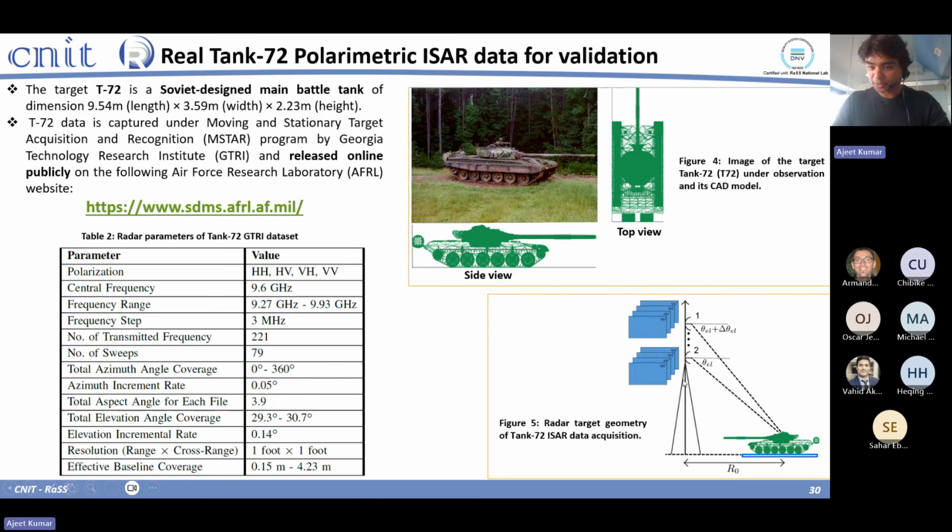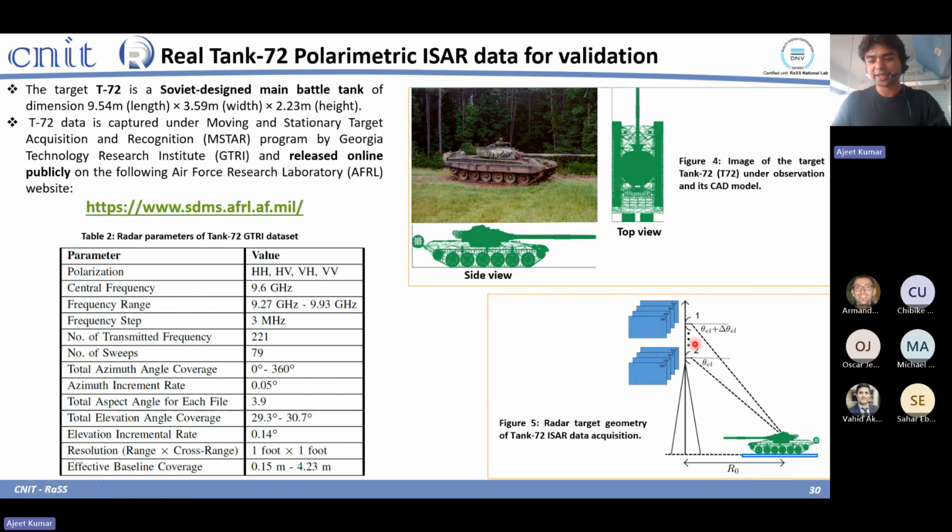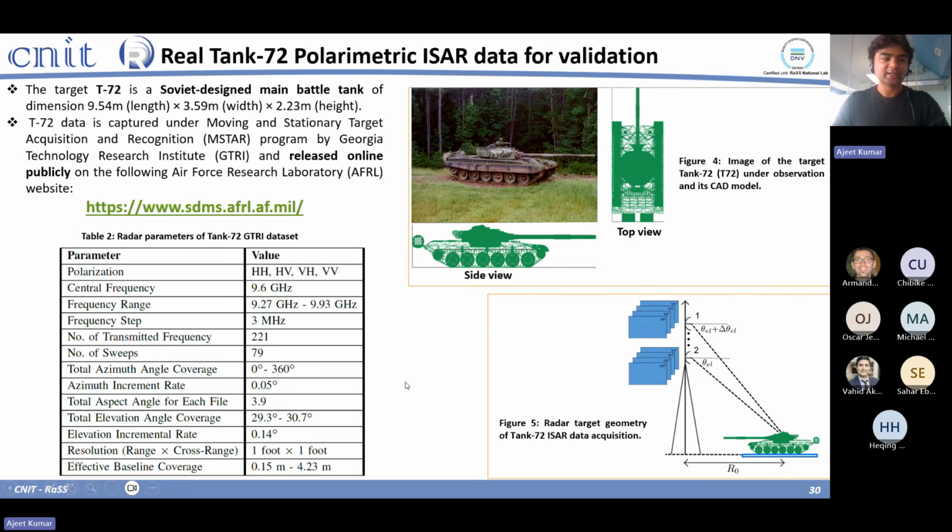And it's very good for interferometry purposes also, because they collected the data from different instances in space, and therefore, based on the baseline, you can have the interferometry concept. But for now, we are focusing on the full polarimetry. This is all about the information about the data. It is full polarimetry. The frequency band is 9.6 gigahertz. Usually for military application, we use this high X band frequency. The resolution is 1 foot by 1 foot.